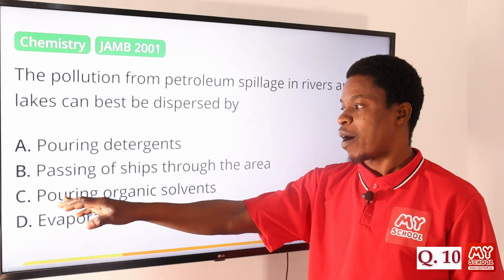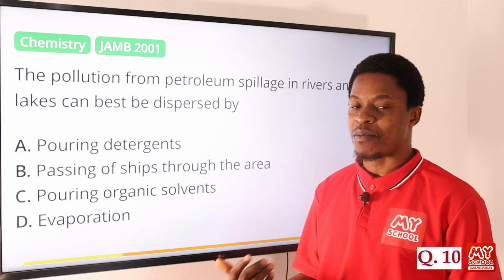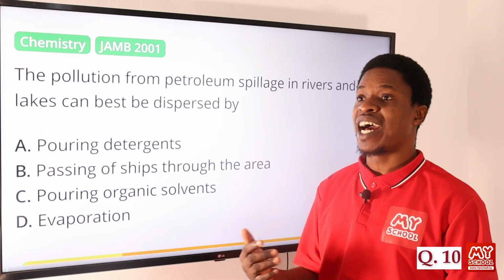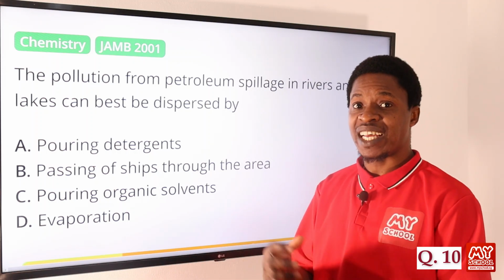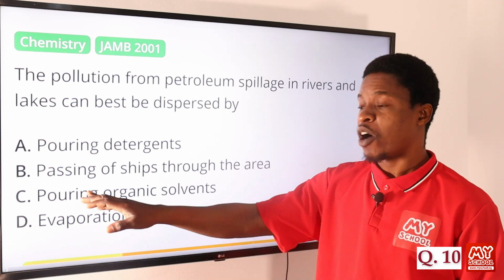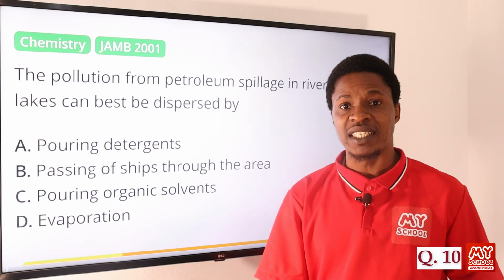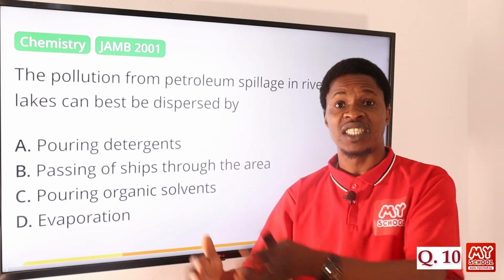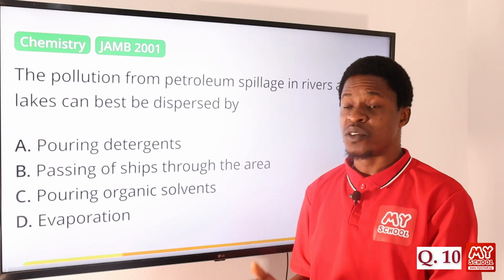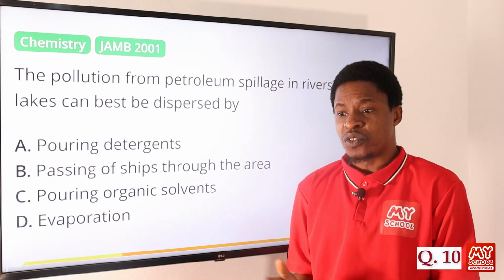So we're talking about pouring organic solvent. Organic solvent depends on the solvent you are pouring, because the oils are specific to the solvent that can disperse them. So option C is not it. Option B says passing of ships through the area. If a ship passes through the area where the water has petroleum spillage, it will just go after some time.